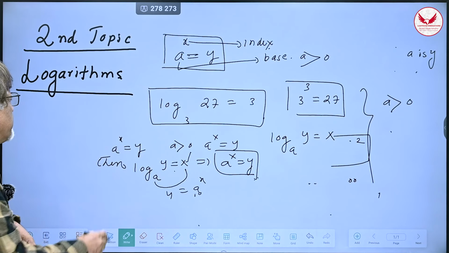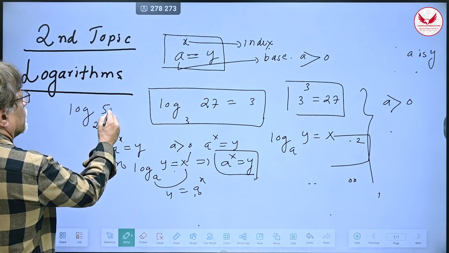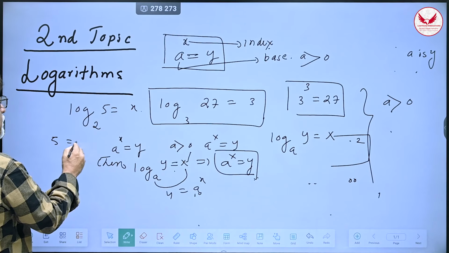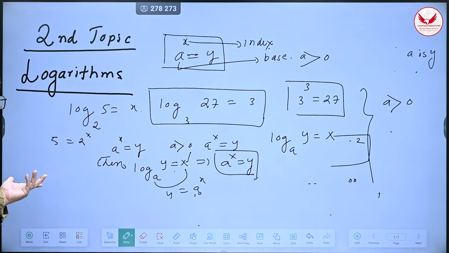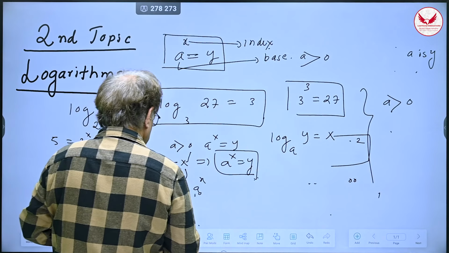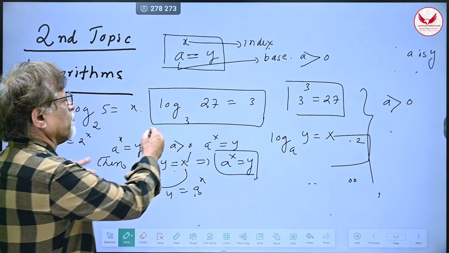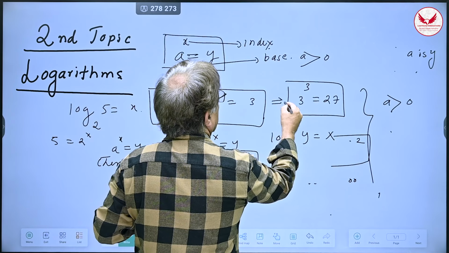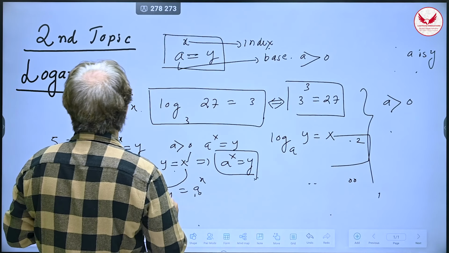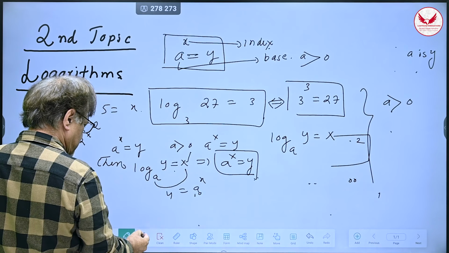It's very simple. If I write log of 5 to the base 2 is equal to say x, then it means 5 is equal to 2 raised to x. Very simple. This is equal to this raised to x, right? So that is how this notation works. So you can always go back and forth from this notation to that notation. So both the notations are available for us. Okay. So that gives me a complete definition of logarithm. So let us look at the definition of logarithm, right?